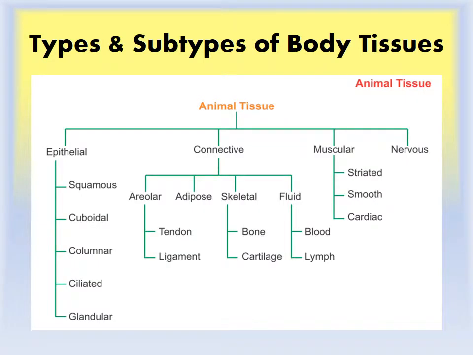Again, this repeated slide just shows you the 4 different types of animal tissues and each one of its subcategories. In the connective tissue, we talked about all of these different 4 types of connective tissue. And in the epithelial lecture, we talked about all of these components of epithelial tissue. And then during the muscular PowerPoint, which is this one, we'll be talking about these 3 types of muscle tissue.